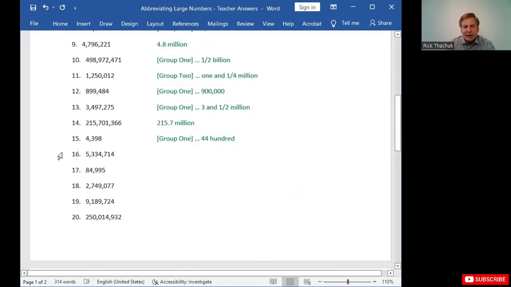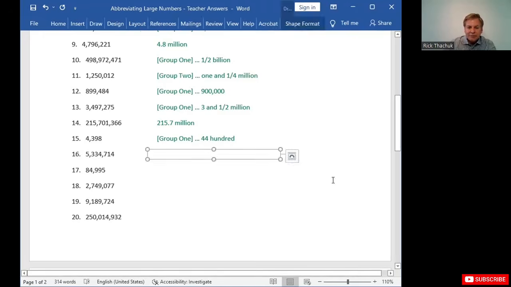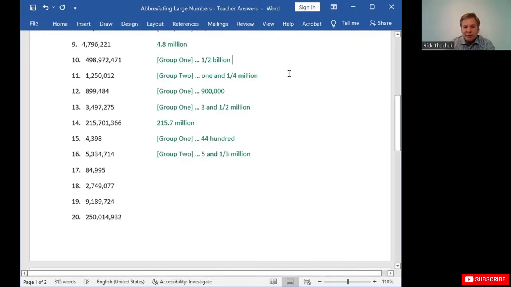Number 16, 5,334,714. What can we do with that? Well, this part here, 334,714, is very close to 333,333, which is 1/3 of a million. This number is actually a little bit above 1/3 of a million. So I might say anything from group 2 and then 5 1/3 million. So just above 5 1/3 million, or just over 5 1/3 million.